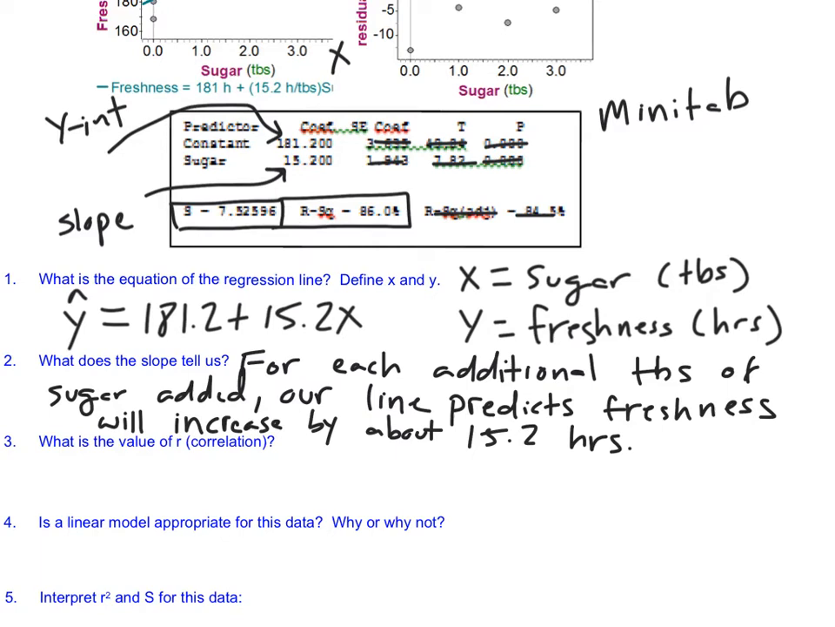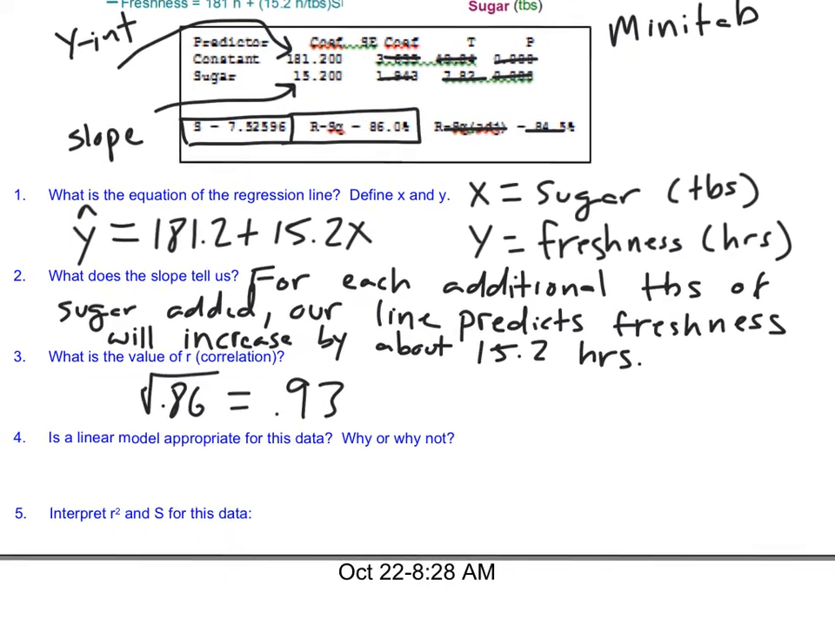We can get R pretty easily because it does tell us R squared. And notice both of these are very, very high, right? There looks to be a very strong positive linear association between these two variables.